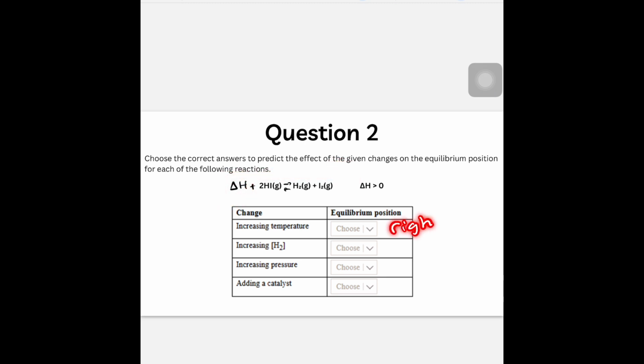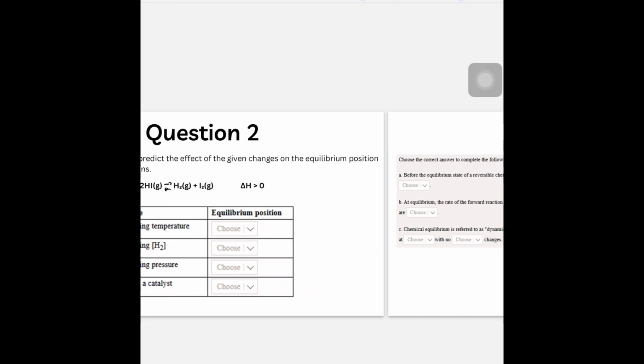So the first one is going to be right. Increasing H2, so the system is going to shift to the left to decrease H2. And increasing pressure, you will go to the side where you have fewer moles of gas. On this side, I have 2 moles of gas, and here I also have 2 moles of gas. Because the number of moles is equal on both sides, there's going to be no change. And the same thing for the catalyst, no change. The catalyst doesn't affect the equilibrium position.